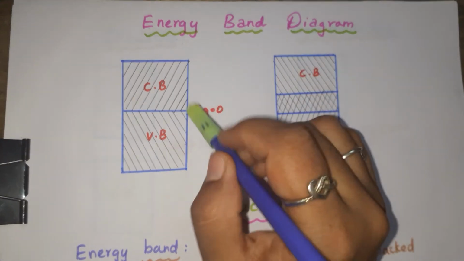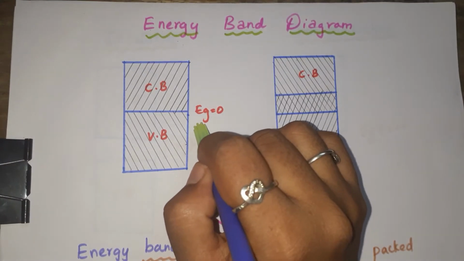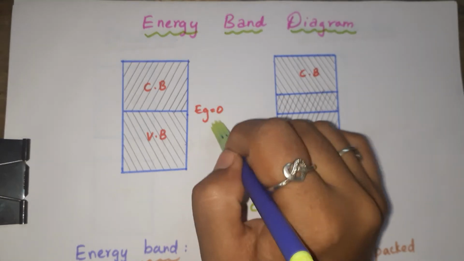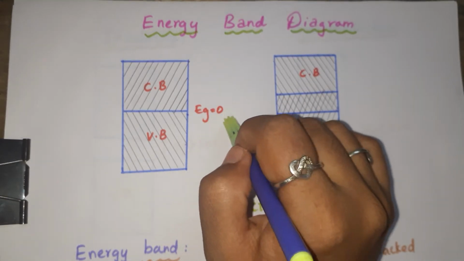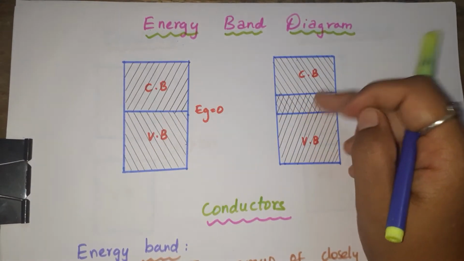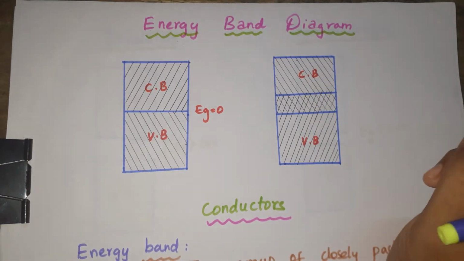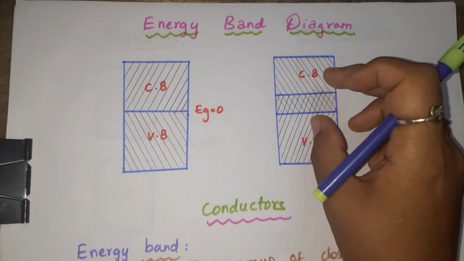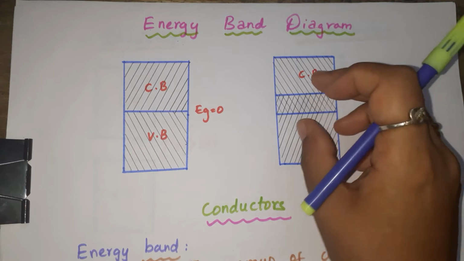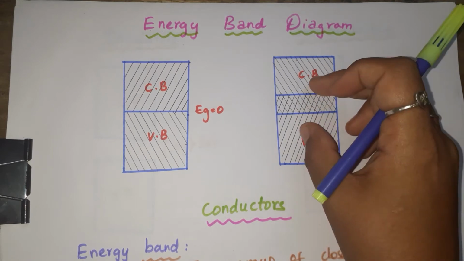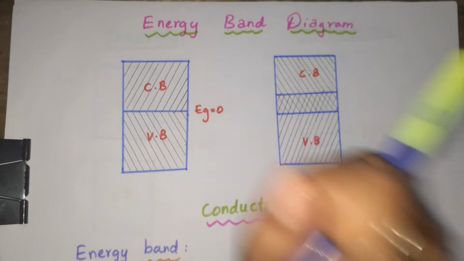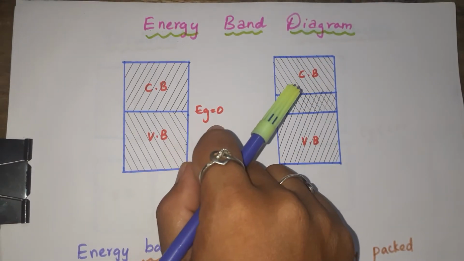So from this, what is this Eg? Eg is the energy gap, which is equal to 0 in this case. But here, both bands are overlapped with each other, right? You can see the figure. By seeing the figure you can understand that both are overlapped with each other, but this one, Eg is equal to 0. No energy gap is here.